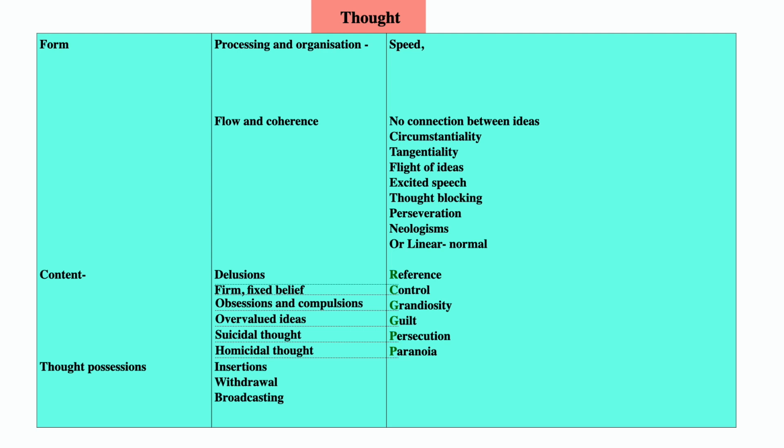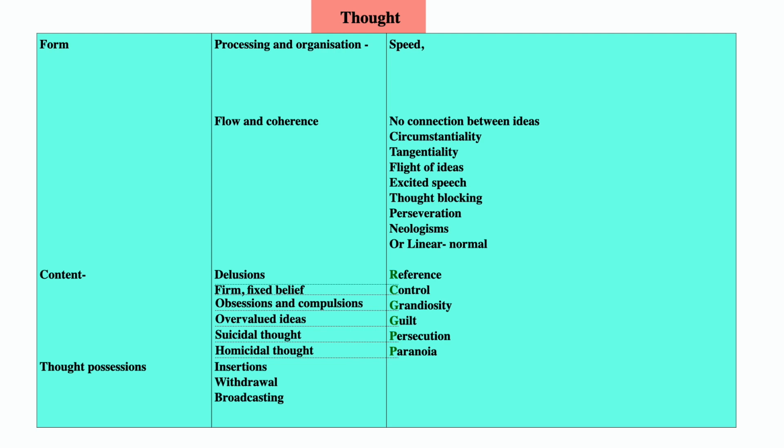Firm fixed belief. So delusions of RCGGP. That is reference, control, grandiosity, guilt, persecution, and paranoia. These are all the delusions which can come here. Obsessions and compulsions also come here, and overvalued ideas come here, along with suicidal and homicidal thoughts. All these come under thought content.